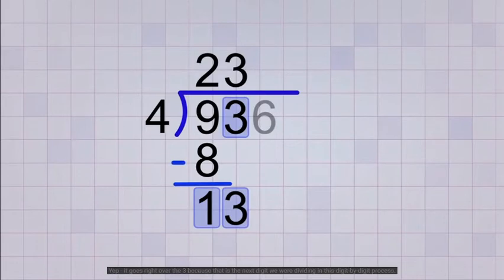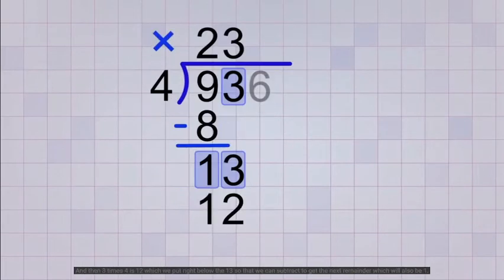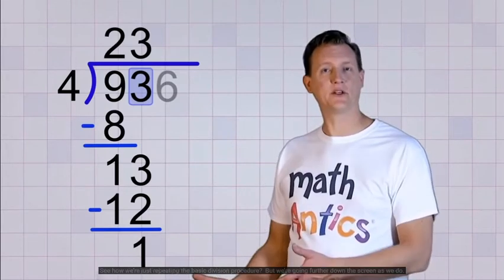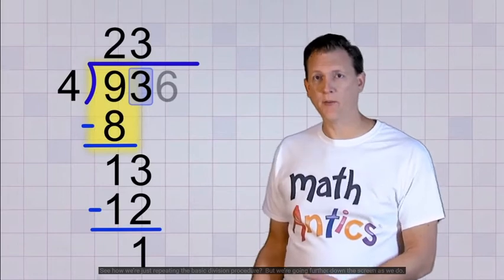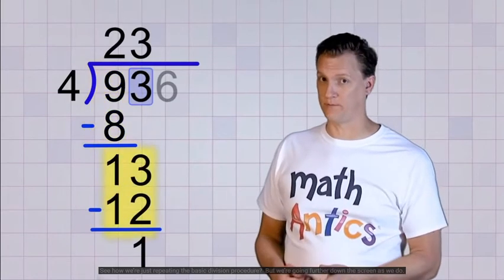Yep, it goes right over the 3 because that's the next digit we were dividing in this digit by digit process. And then 3 times 4 is 12, which we put right below the 13 so that we can subtract to get the next remainder, which will also be 1. See how we're just repeating the basic division procedure, but we're going further down the screen as we do.